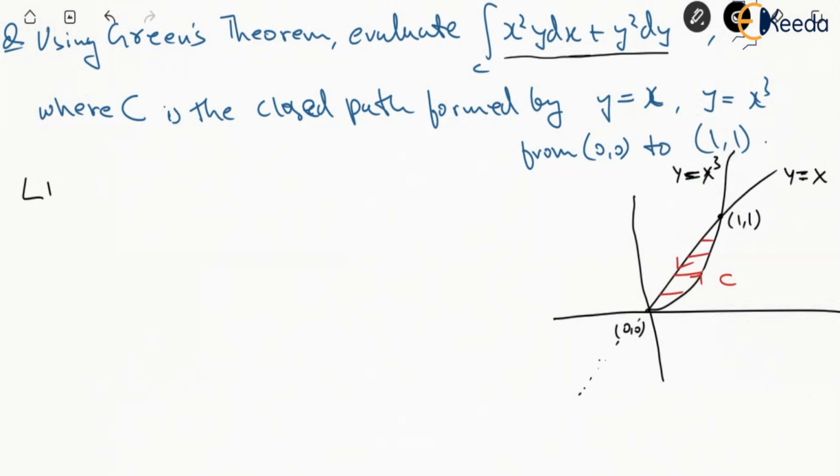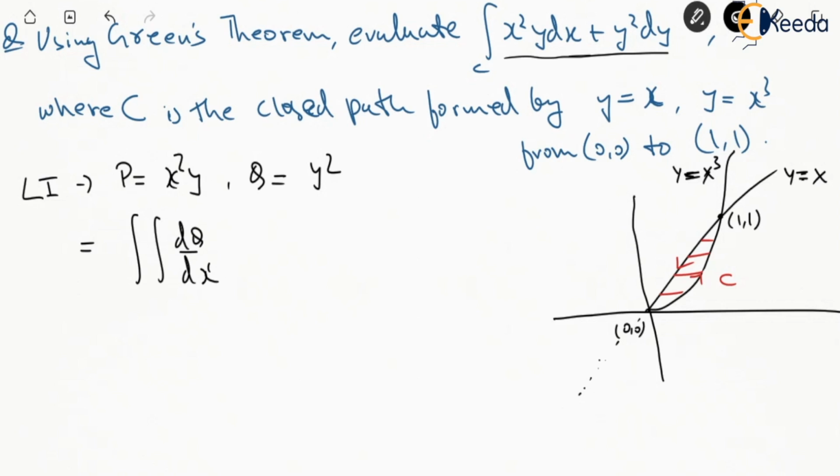So we have to find this line integral. Clearly we can say that for this line integral, P is equal to x square y and Q is equal to y square, right? These are the terms, and this line integral can be changed into a double integral with dQ by dx minus dP by dy for the region, let's say R.